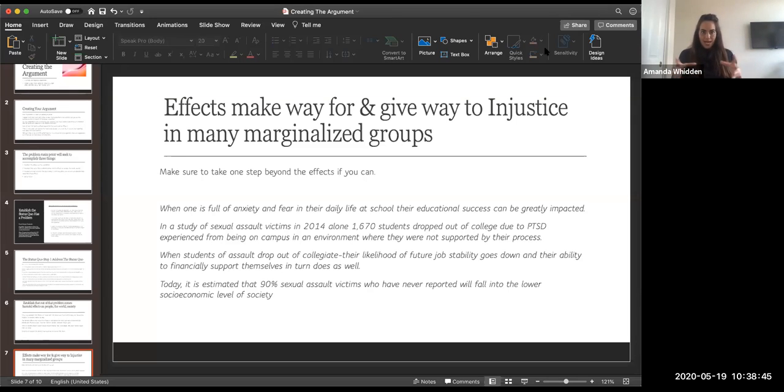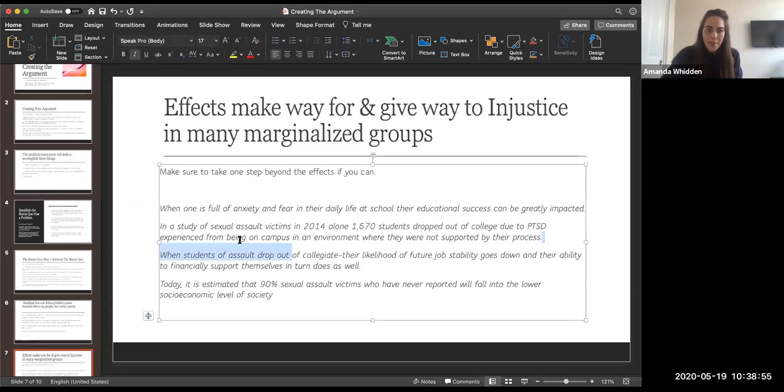So what we have done now is hopefully provided you with some evidence to go forward. But if I take you all back, when one is full of anxiety and fear in their daily life at school, their educational success can be impacted. In a study of sexual assault victims, these individuals dropped out of college due to PTSD from being on a campus where they weren't supported. When I make that claim, if I said, what's the problem? Would I need to go on?